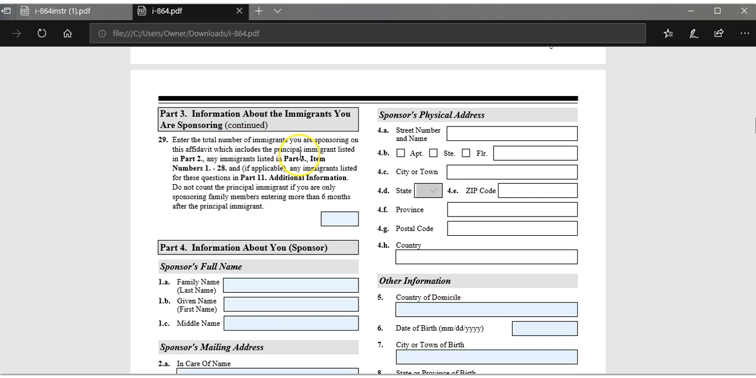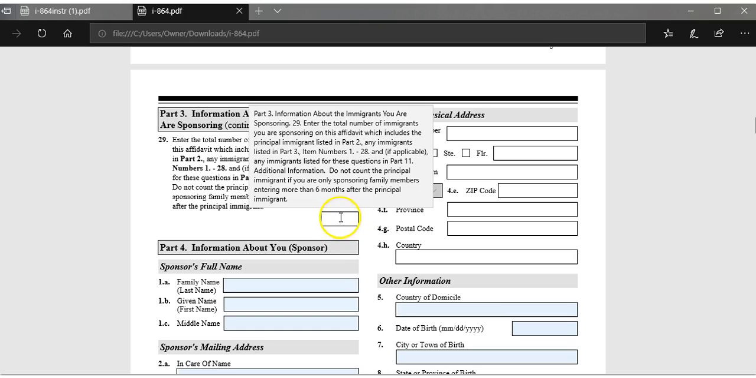Enter the total number of immigrants you are sponsoring on this affidavit, which includes the principal immigrant listed in Part 2, any immigrants listed in Part 3, item number 1 through 28, and, if applicable, any immigrants listed for these questions in Part 11, Additional Information. Do not count the principal immigrant if you are only sponsoring family members entering more than 6 months after the principal immigrant. And then you count whoever you are sponsoring and write the number right here.